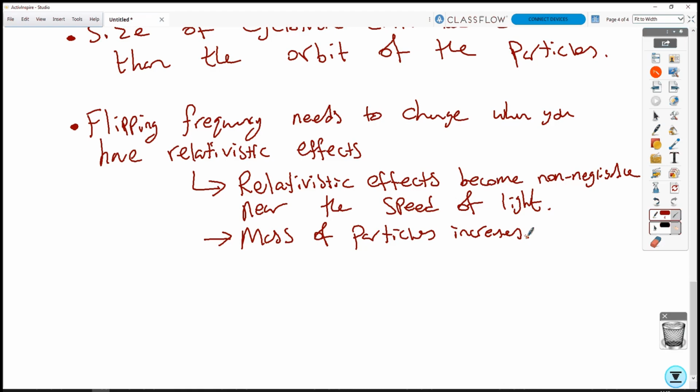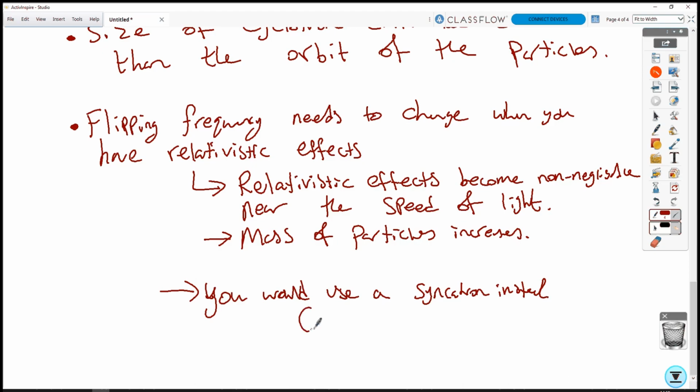So at this point, if you need to synchronize these, rather than using a cyclotron, you'll now use a different kind of particle accelerator called a synchrotron, which we'll look at in more detail when we get to turning points. So you would use a synchrotron instead, near c. And that's the end of 7.5.2.